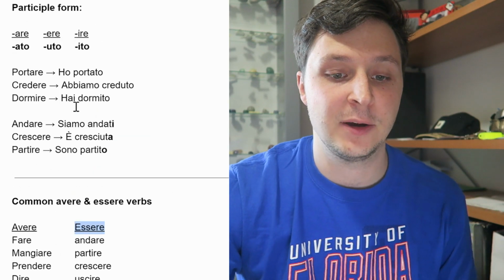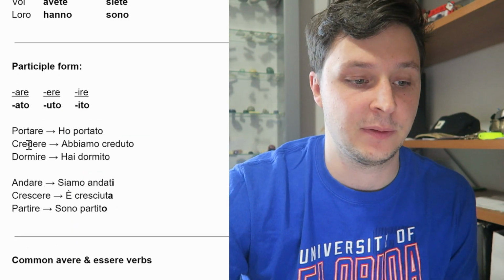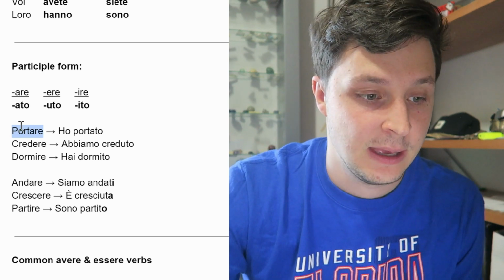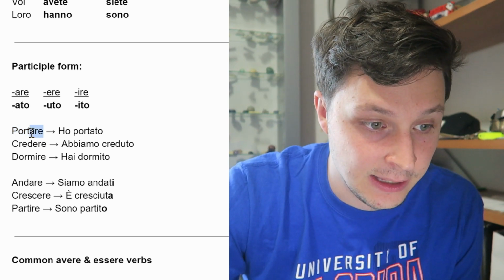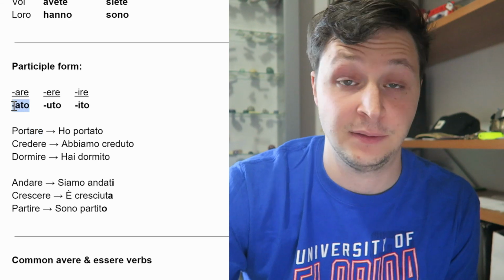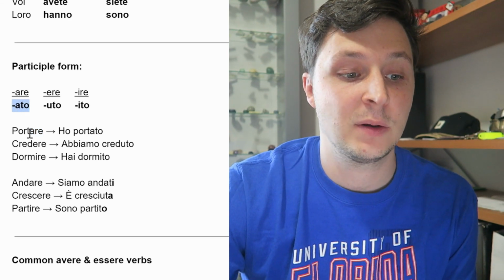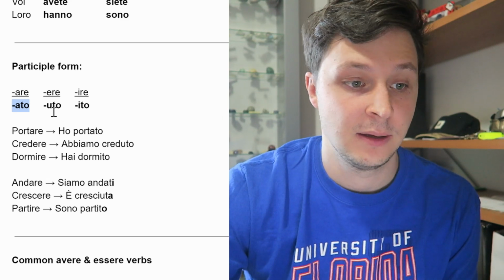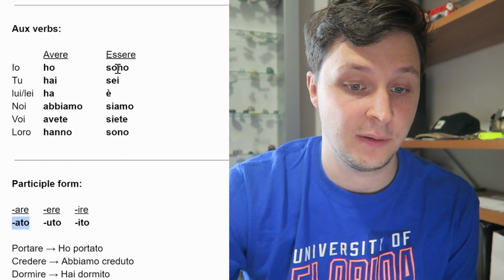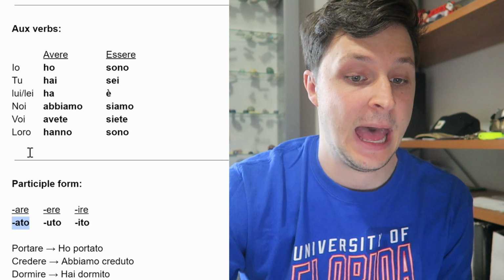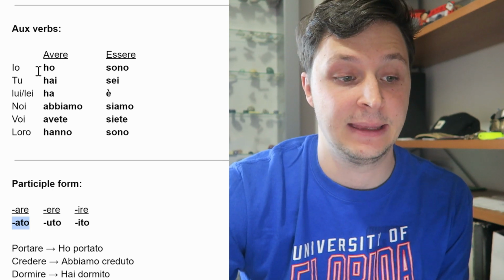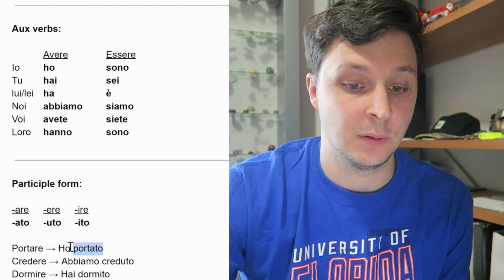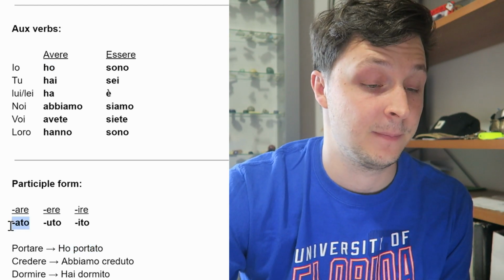So let's go back up here and just take a look at a couple examples. For example, portare, which means to bring. So first we see that it's are, so the ending is going to become ato, okay? So if I want to say I brought, the past tense, we need one of these words to start. Portare happens to be avere, and it's I, so it's going to be ho portato, because it has the ato ending.